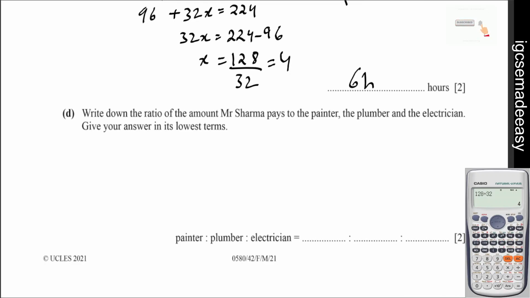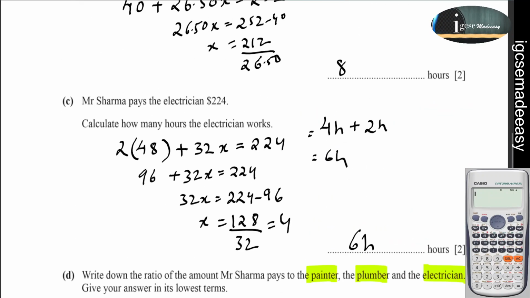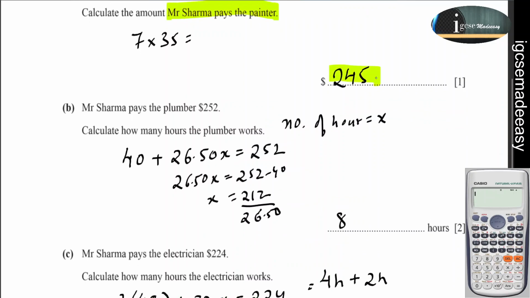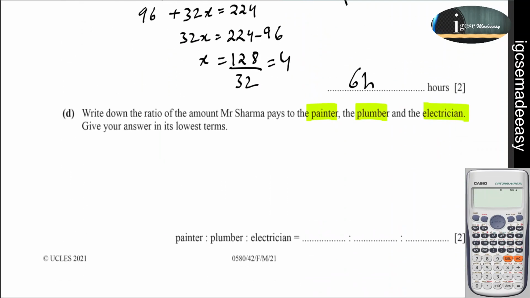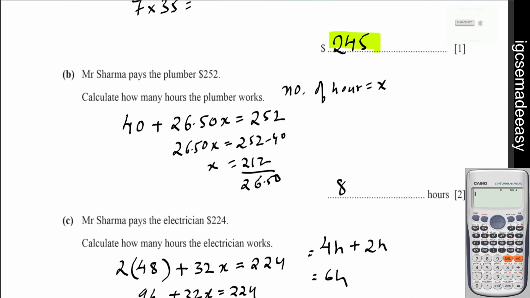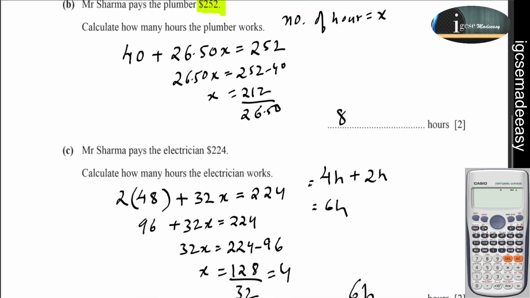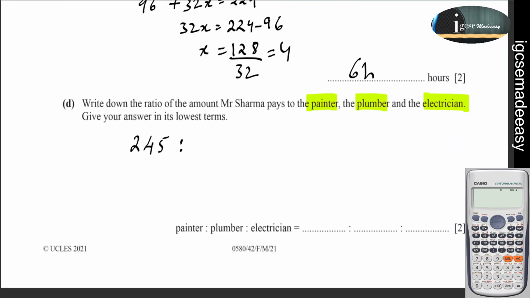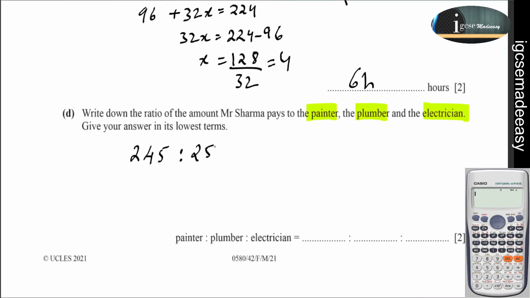So let's do part D. Write down the ratio of the amount Mr. Sharma pays the painter, plumber and electrician. The amount for the painter that we have calculated is 245, the amount for the plumber is given as 252, and the electrician is 224. We need to find the simplest ratio of these.